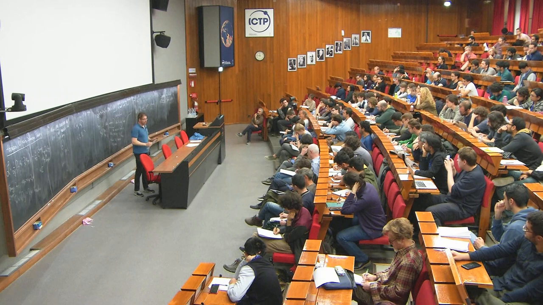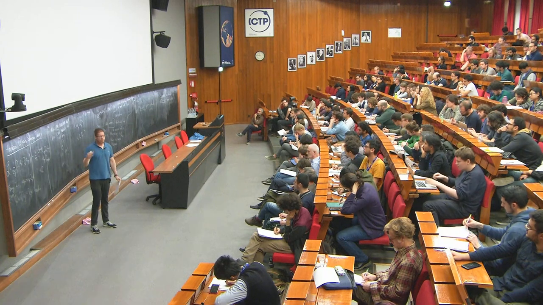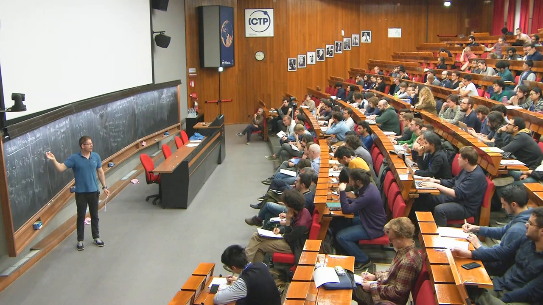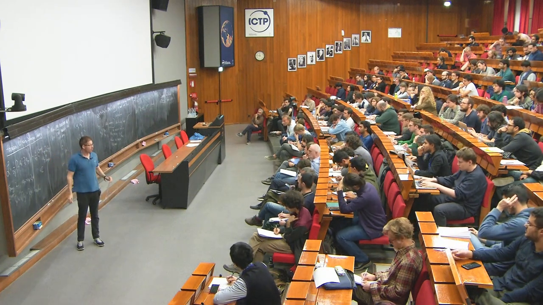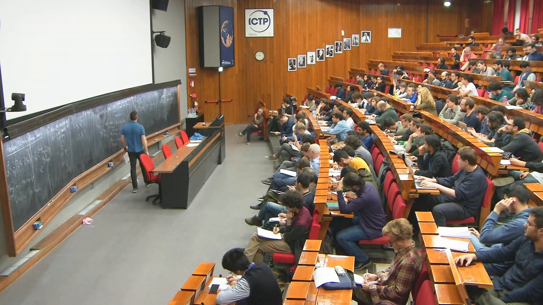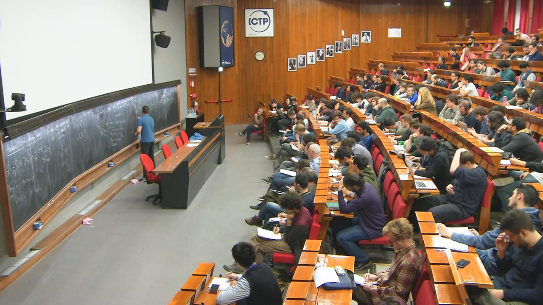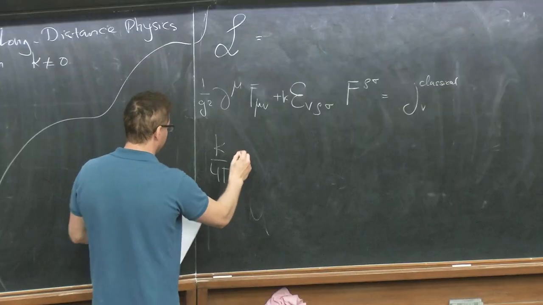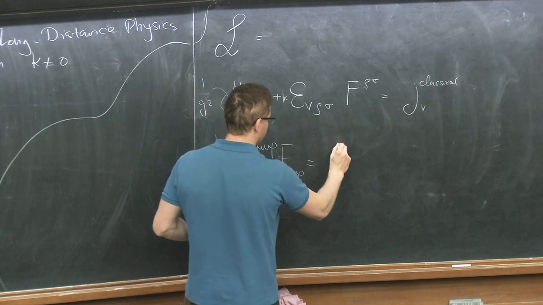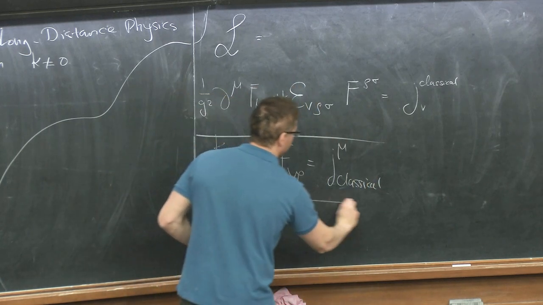And in fact, we don't need the first term. That's what I wanted to argue. We don't need the first term to understand the physics of these anyons, because it has two derivatives, while this has one derivative. So this is more important at long distances. So if you want to understand macroscopic phases, you can throw away the first term. So in fact, we will simplify these equations to just k over 4 pi epsilon mu nu rho F nu rho equals J mu classical. So this is the equation that we're going to study.